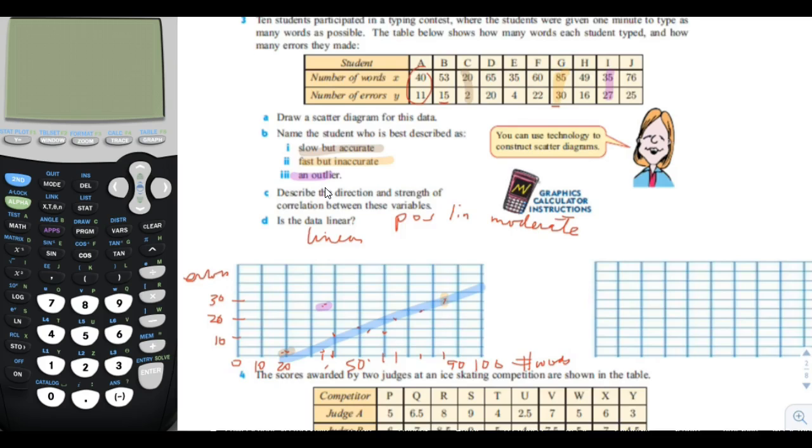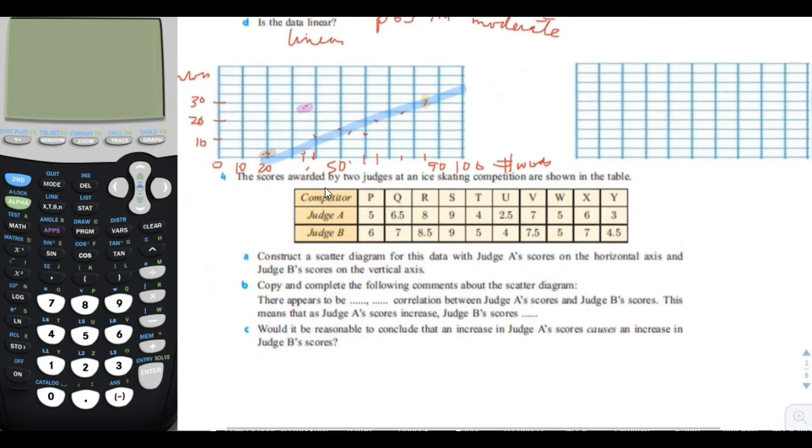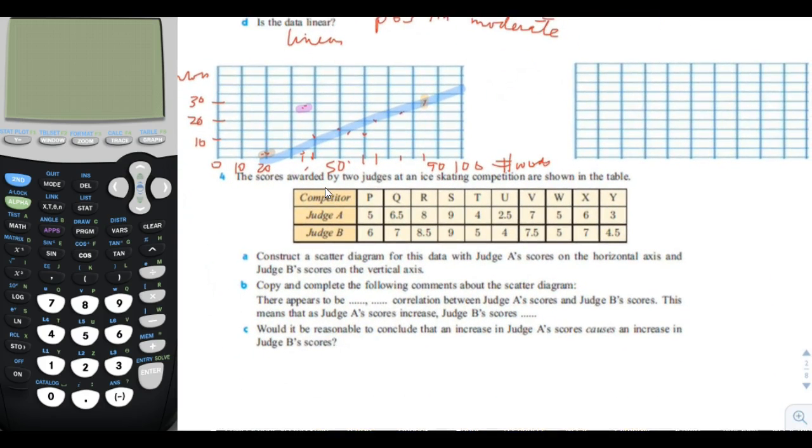All right? Okay. Last problem. Number 4. Scores awarded by 2 judges in an ice skating competition are shown in the table. Construct a scatter diagram for this data. Judge A score on the horizontal and Judge B score on the vertical. So I'm going to use this here. So there's Judge A and Judge B. Both of these are kind of on a scale of 1 to 10. So we'll put 0 to 10. 1, 2, 3, 4, 5. 1, 2, 3, 4, 5. 10.